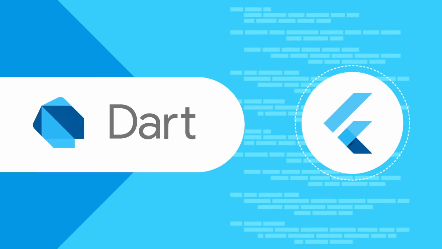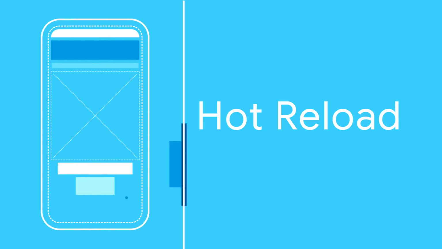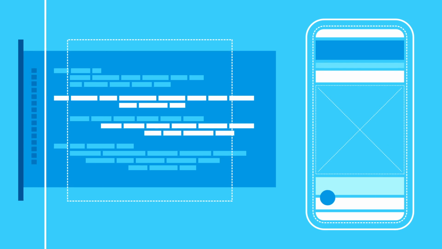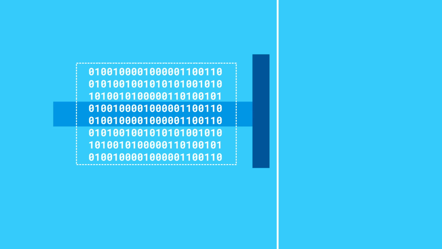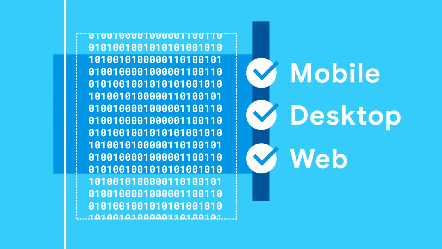Dart is the programming language for Flutter because it is optimized for client development. With Hot Reload, powered by the Dart VM, developers can iteratively make changes and instantly see results in their app. Also, Dart compiles to native machine code for mobile and desktop, as well as JavaScript for the web.